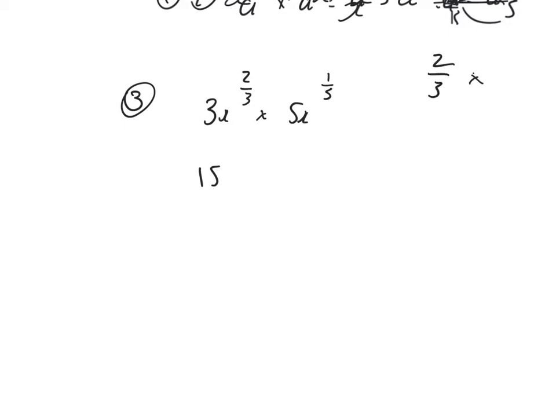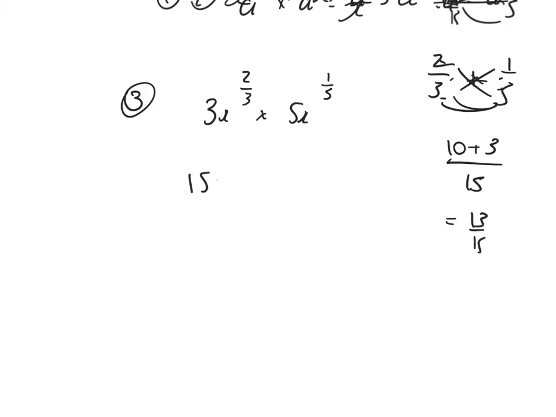So it's 2/3 plus 1/5, kiss and smile. 2 times 5 is 10, plus 1 times 3 is 3, over 3 times 5 is 15. 10 plus 3 is 13, 13/15. And it's 15x to the 13/15.